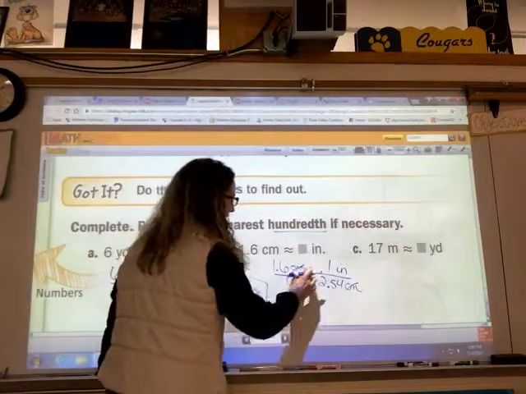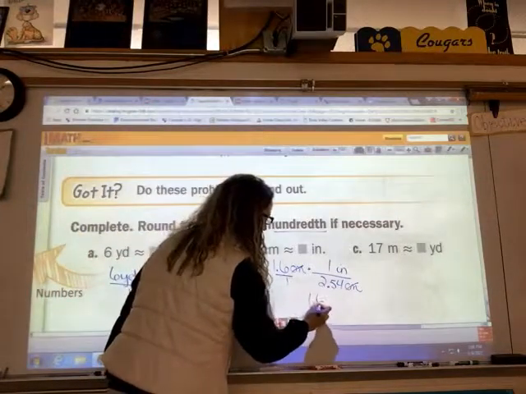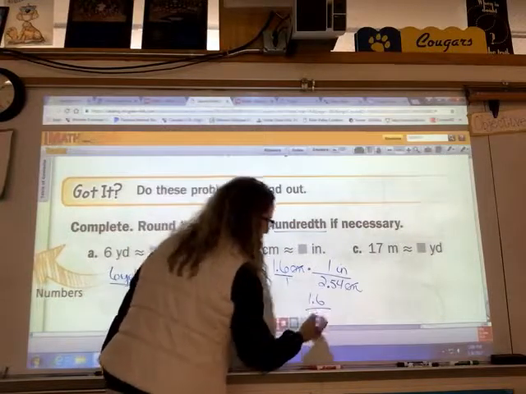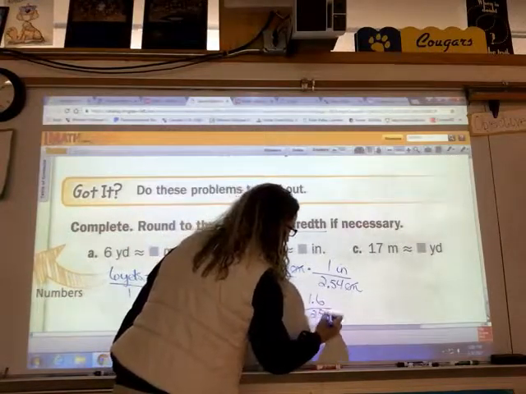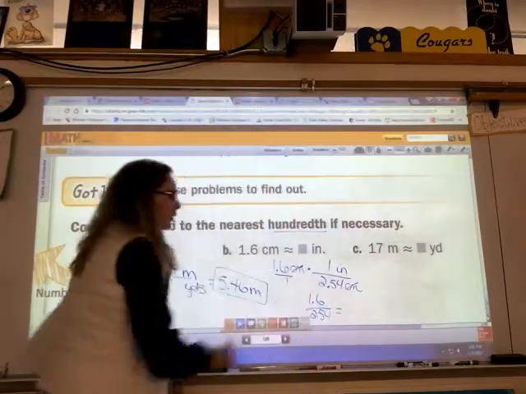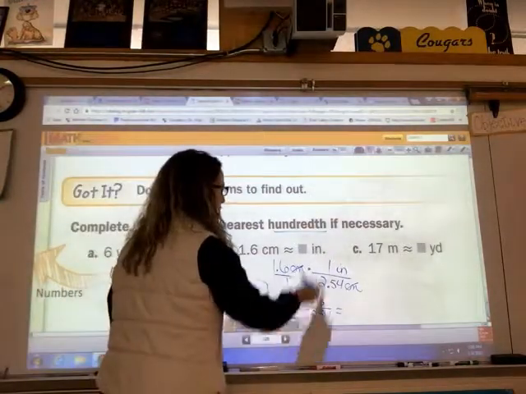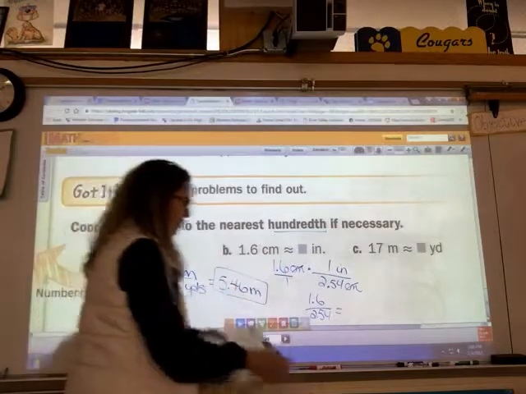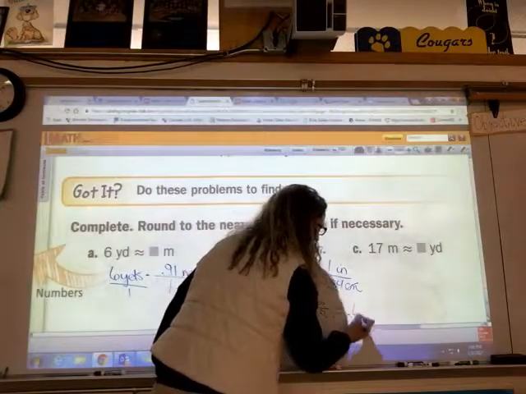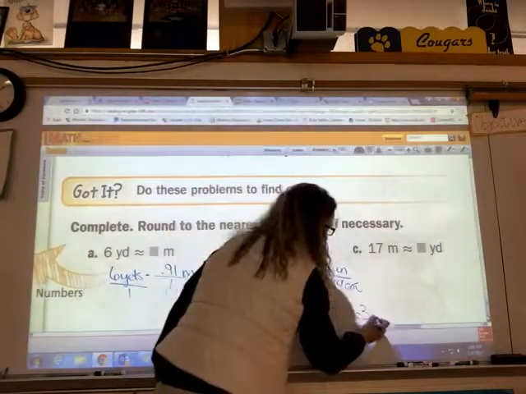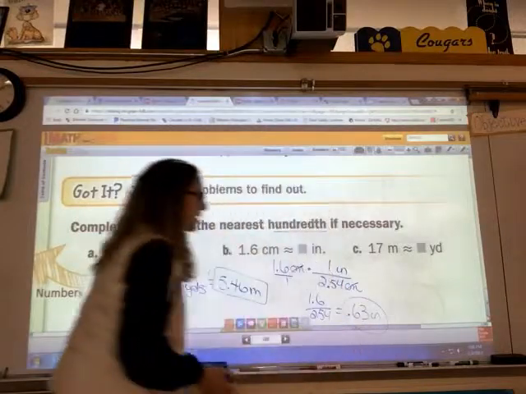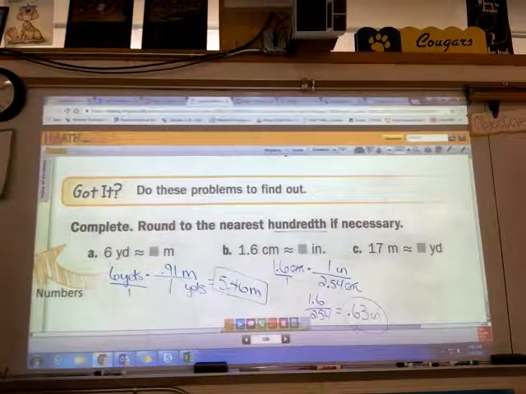So 1.6 times 1 would be 1.6. Over 1 times 2.54 would be 2.54. And then we would take 1.6 and divide it by 2.54. Rounded to the nearest hundredth, we should come up with 63/100ths inches. And that would be our answer for that one.